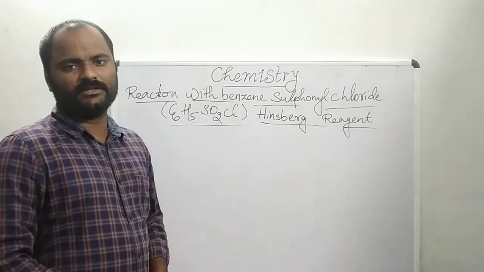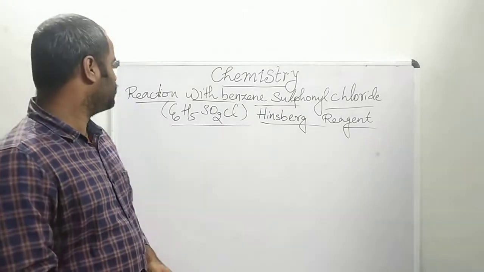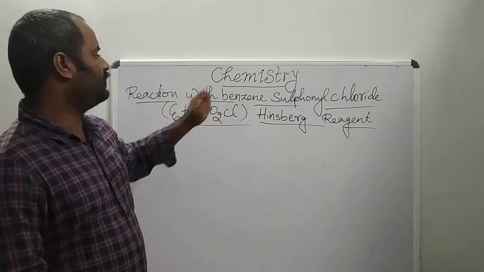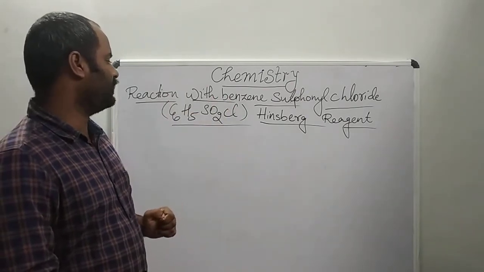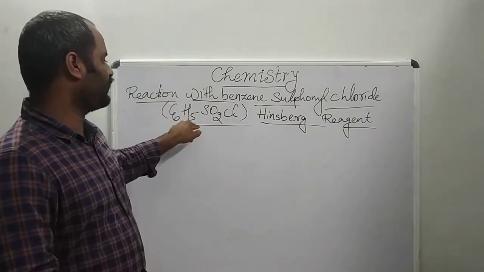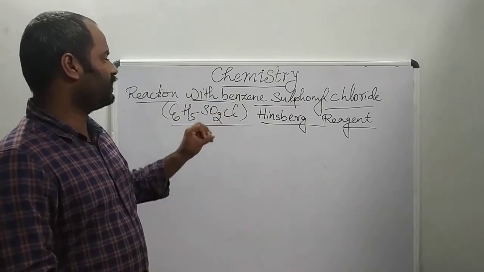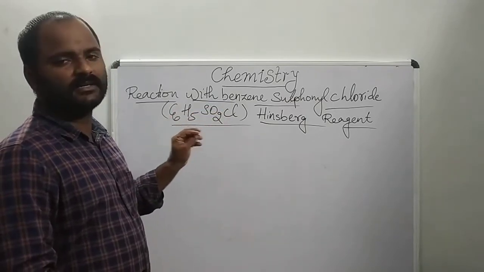Today we will see the reactions of amines. First of all, we will discuss the reaction of amines with benzene sulfonyl chloride, that is C6H5SO2Cl, or it is known as Hinsberg reagent.